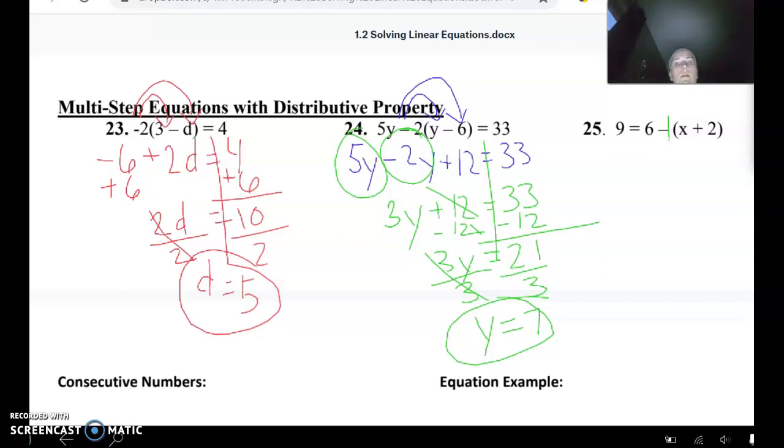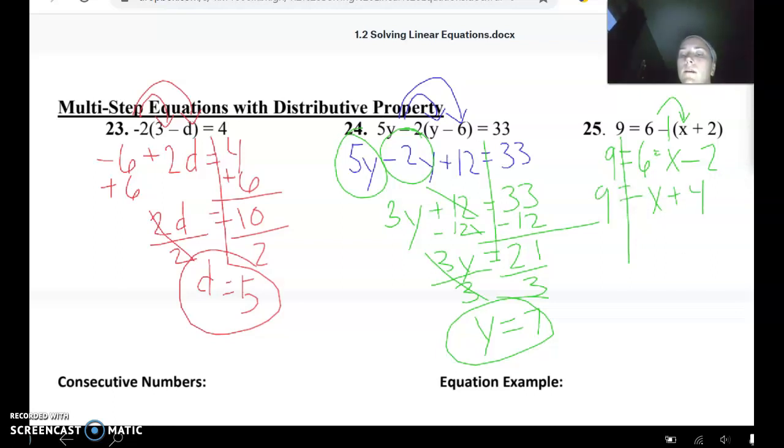Alright, so now you guys should be back. You should have solved number 25. I'm going to walk you through it. So that -1 needs to be distributed here. We're going to bring down our 9 and our 6 because we're not working with those yet. Negative 1 times x gives us negative x. Negative 1 times 2 gives us negative 2. Draw our line. 6 minus 2 is 4.